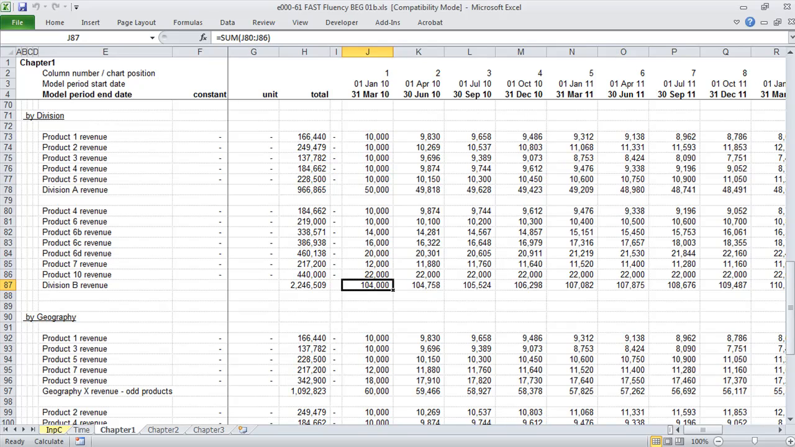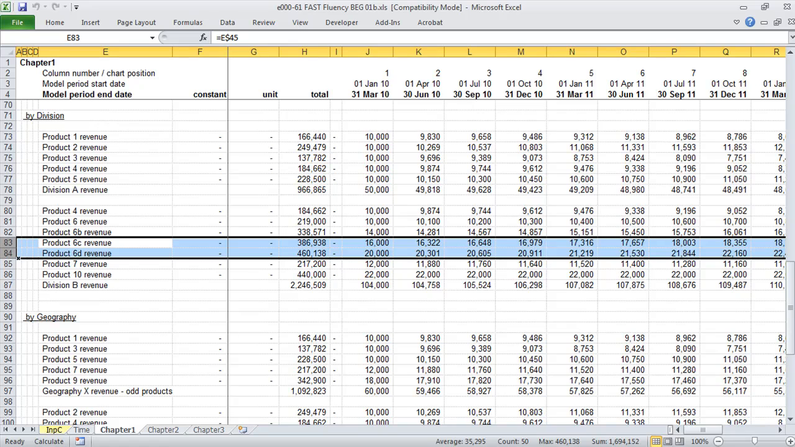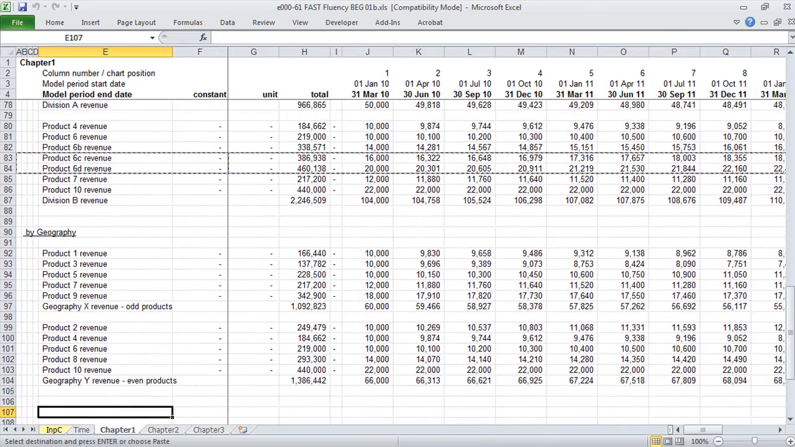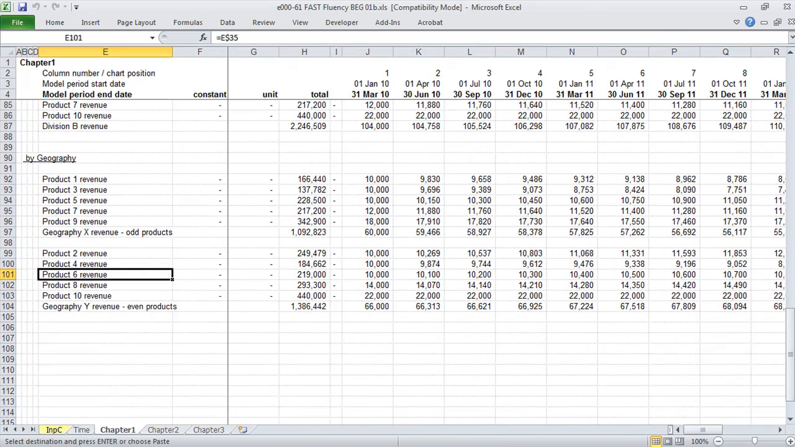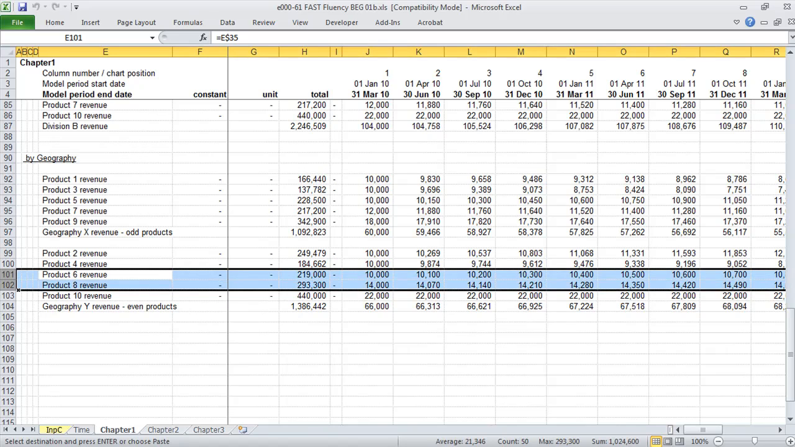And just like before, to the extent we now have the 6B, C, and D elements, we could even pretend that 6C and D replace, how about products 6 and 8 in geography Y, and just toss those in.